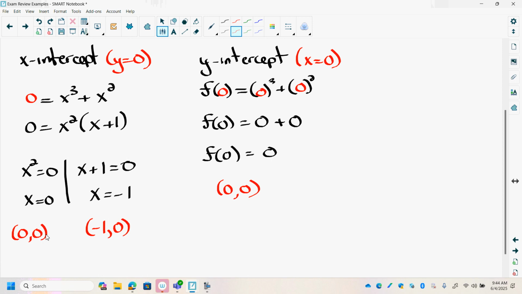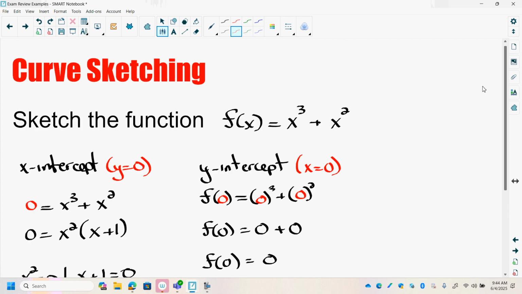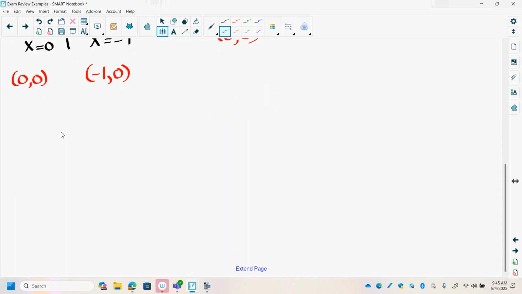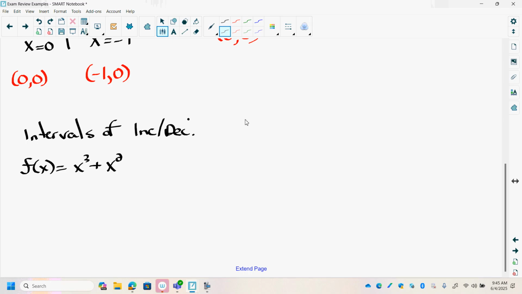Now when it comes to asymptotes, there are none for your polynomial functions. There are no vertical asymptotes because it has a denominator of 1, and 1 can't equal 0. So let's move right on to the intervals of increase and decrease. So we'll take our function, f of x equals x cubed plus x squared. How do you find the intervals of increase and decrease?